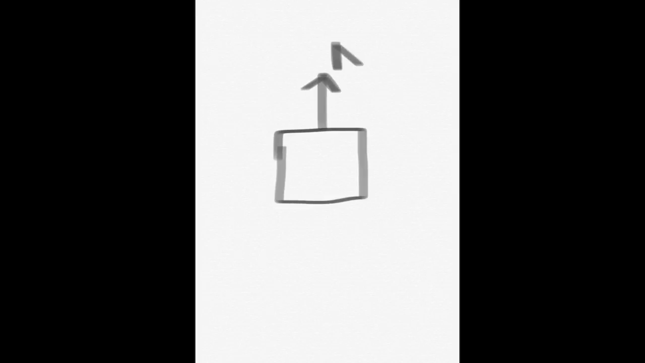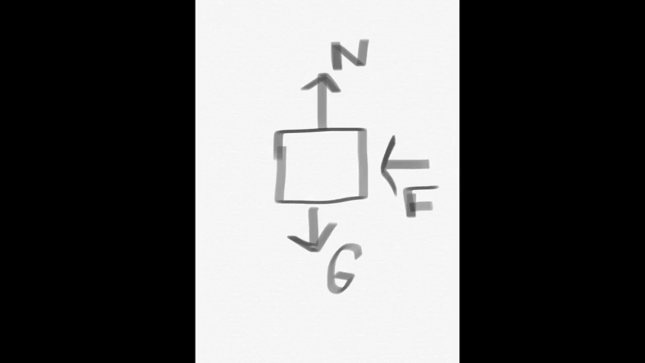So this first diagram will be the balanced forces. The first force is normal force since it was on top of a surface. And then the next force is gravitational force because it was pulled down by gravity. And the last force is frictional force since it was against a surface.